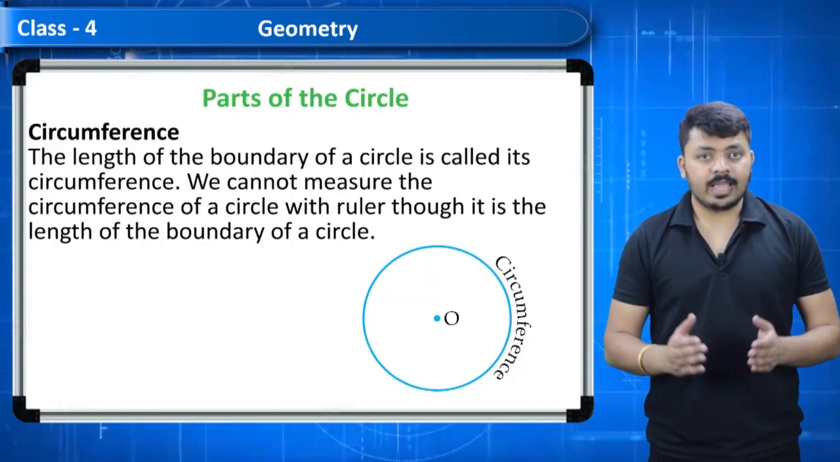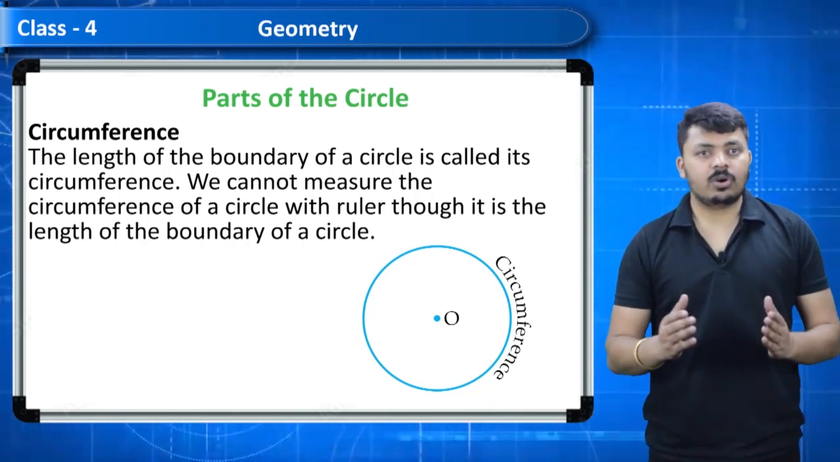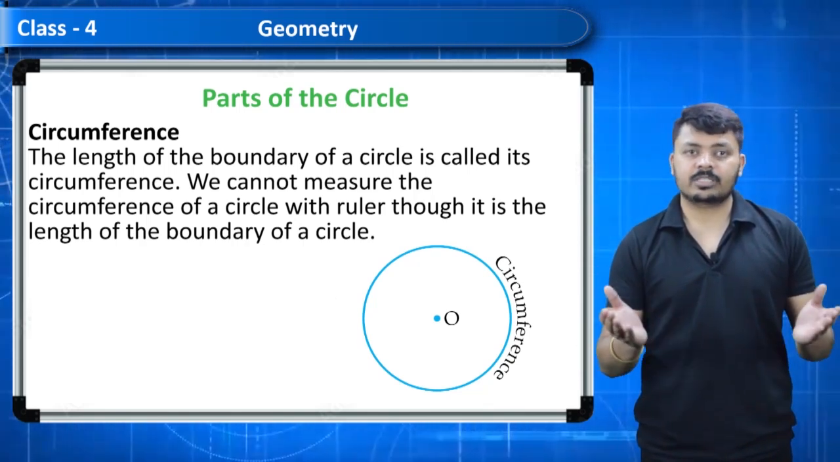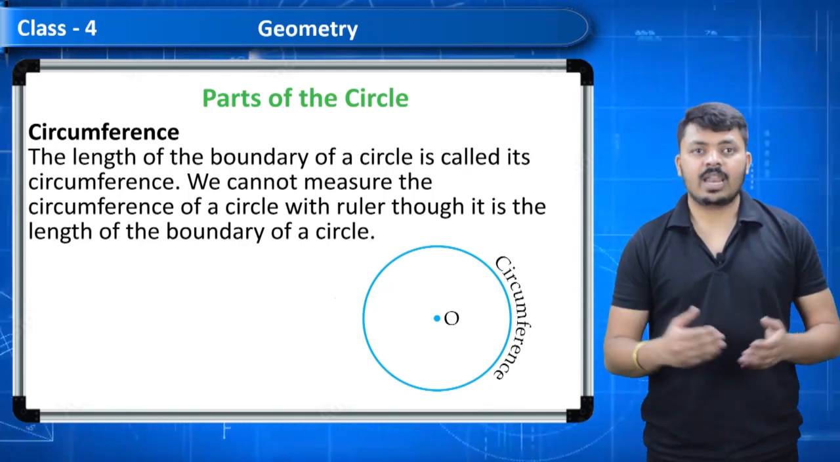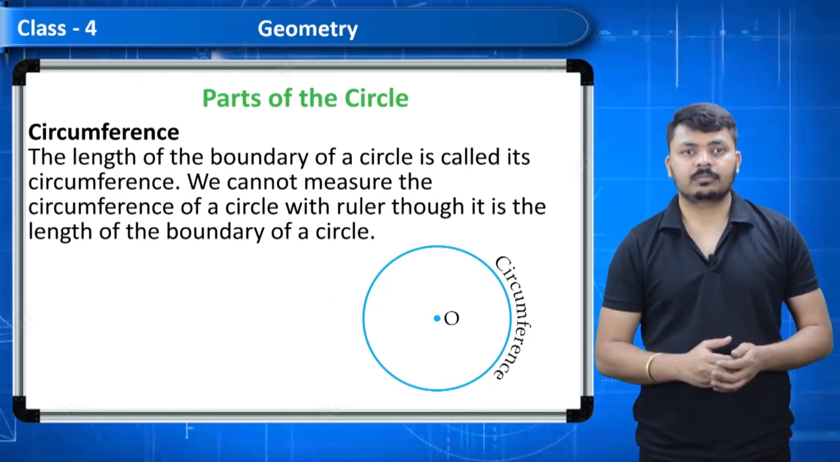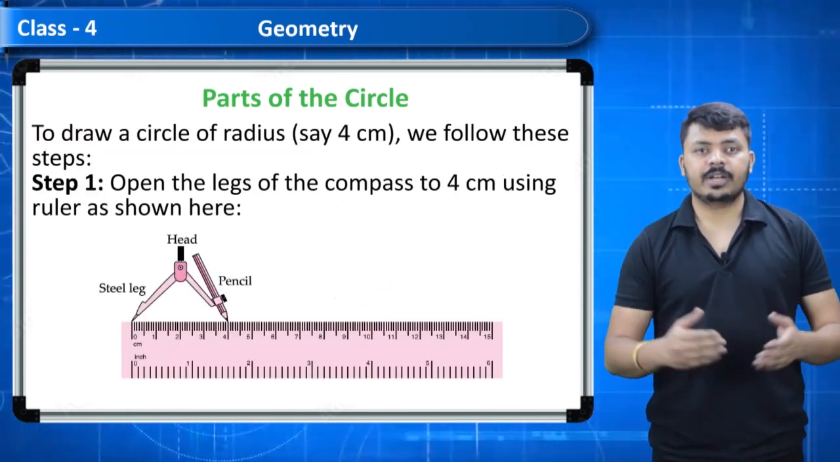Circumference. The length of the boundary of a circle is called its circumference. We cannot measure the circumference of a circle with the ruler, though it is the length of the boundary of a circle. Drawing a circle of given radius.